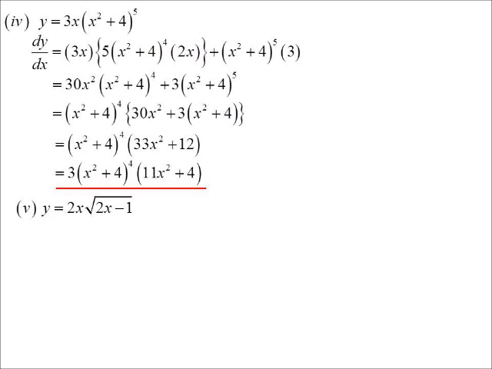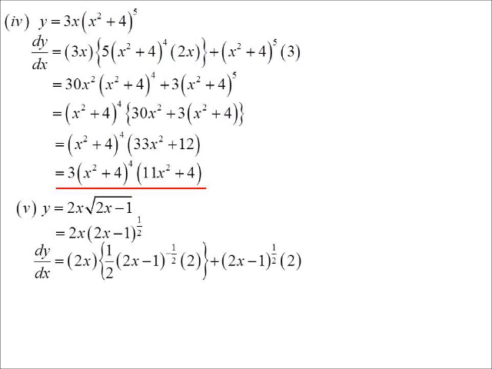Surds, I've got no choice this time, so this is one of those ones where I've got to use the rule. Write it in index form, 2x minus 1 to the power of a half. Write down the first, 2x. Diff the second. Bring down the power, half. Lower the power, minus a half. Diff the inside, 2. Plus, write down the second, so 2x minus 1 to the power of a half. Diff the first, 2.